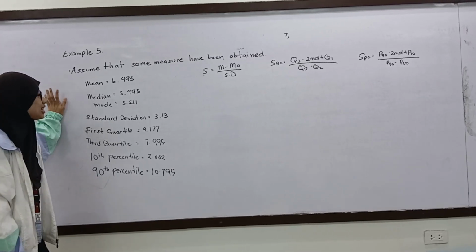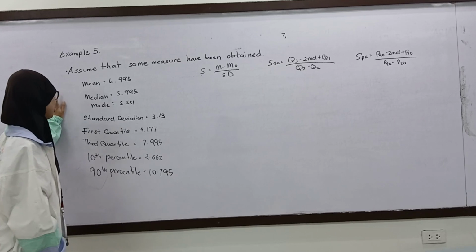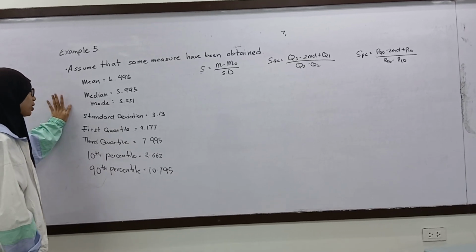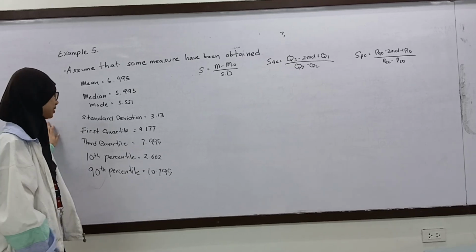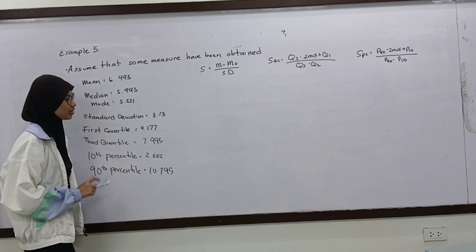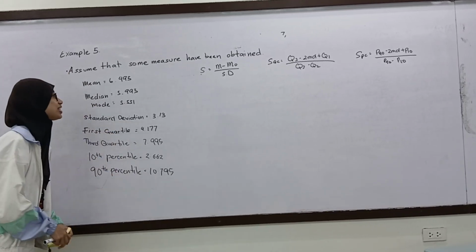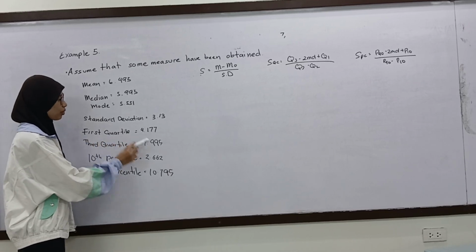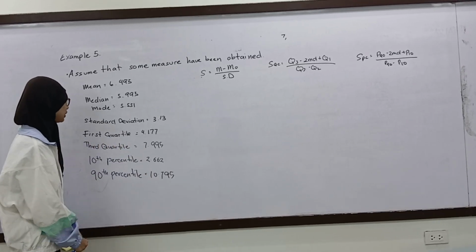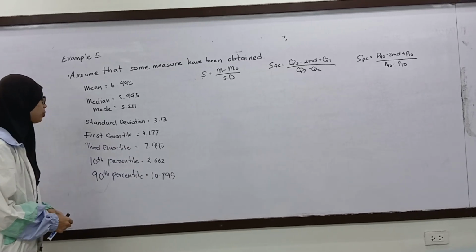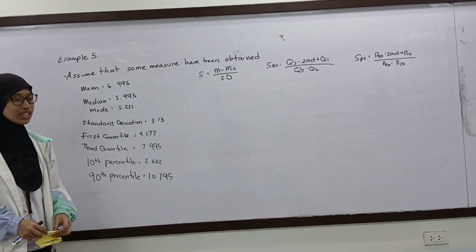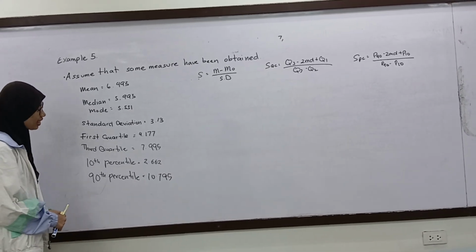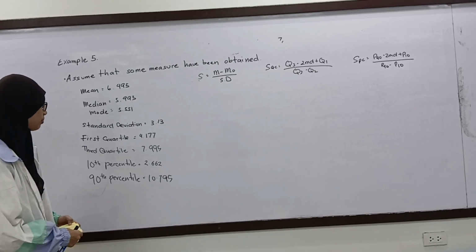So the mean is 6.495. The median is 5.995. The mode is 5.551. And the standard deviation is 3.32. The first quartile is 4.177. Third quartile is 7.995. 10th percentile is 2.662. And 90th percentile is 10.795.